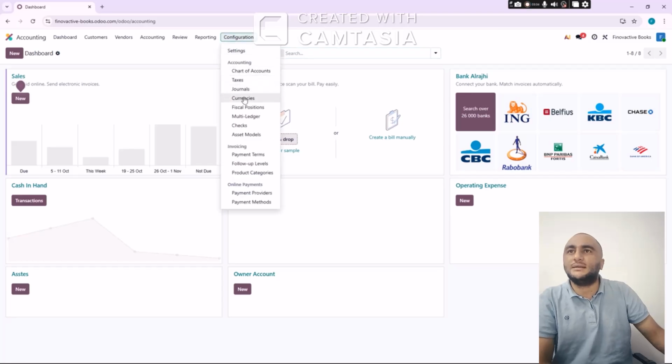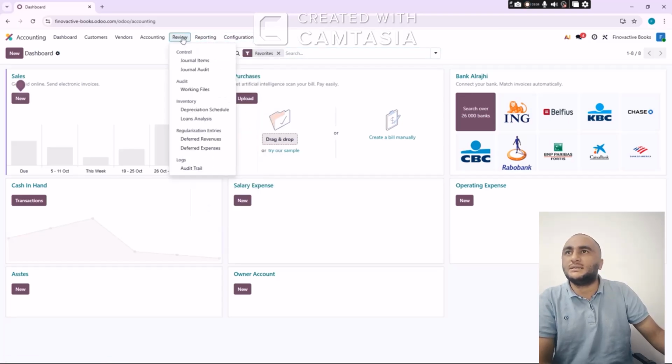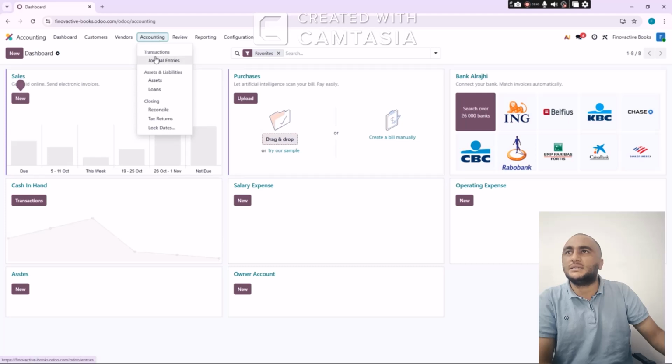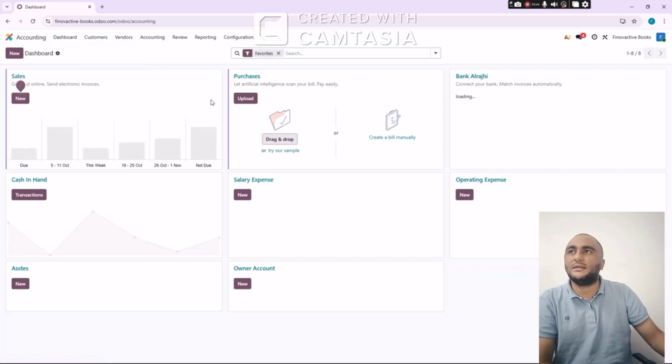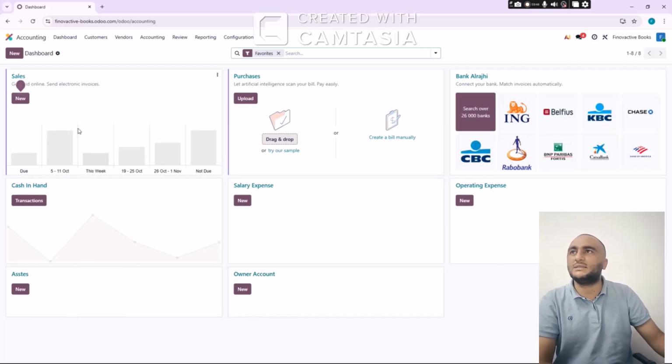This is our journal setting. After that we have reporting sections, review sections, and entry sections, vendors, customers, dashboard again. So in the next session I will start with the entries of sales, and then purchases, then bank, then cash, then salary expense, operating expense, and everything.